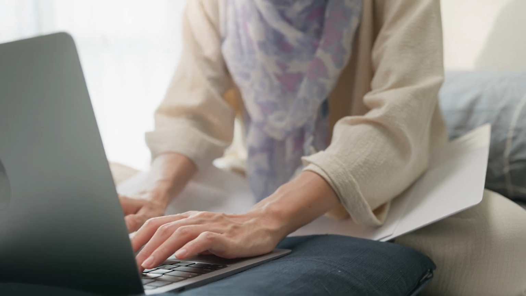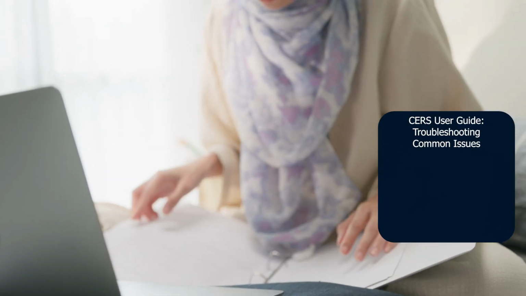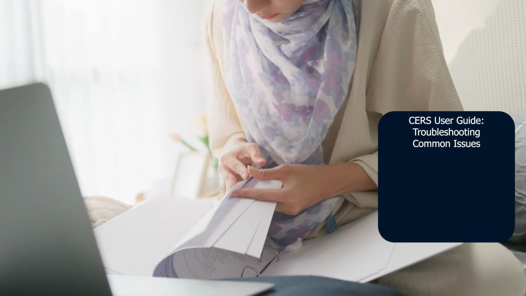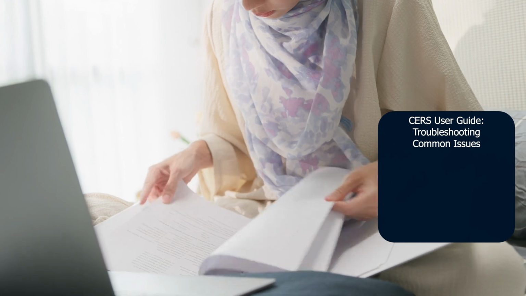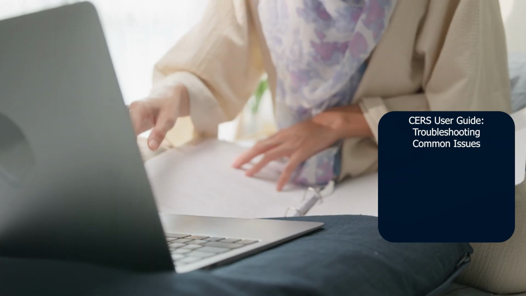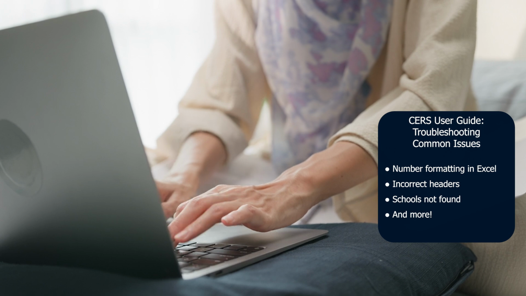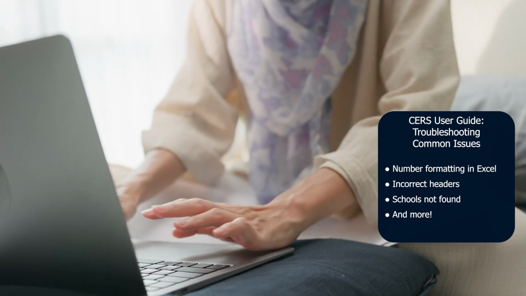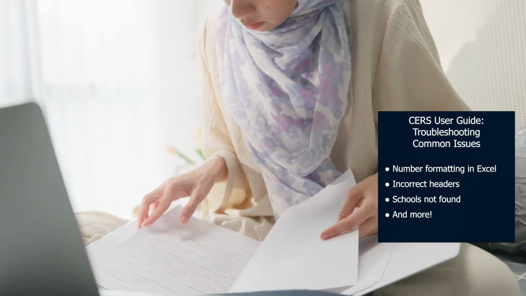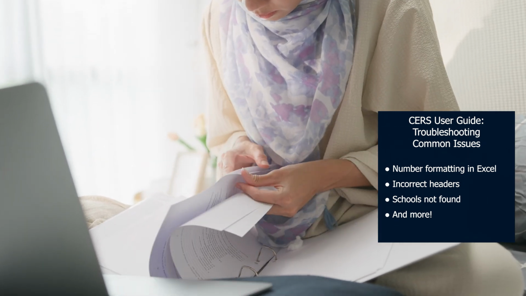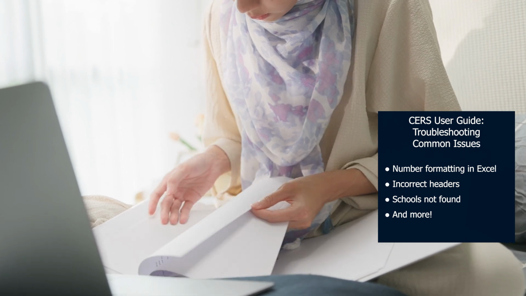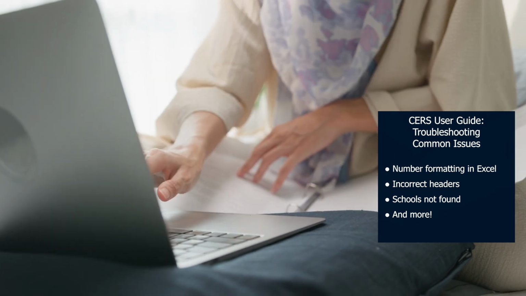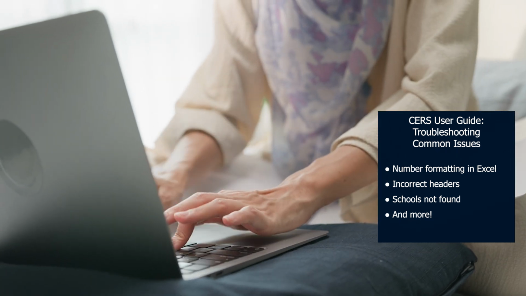There is a great section of the CERS user guide called Troubleshooting Common Issues, which is found in the Administrative Features section of the CERS user guide under Manage Student Groups. This section contains common issues such as number formatting in Excel, incorrect headers, schools not found, and more. The link to this section is in your resource guide and lists common errors and tips to correct them. The rules for the template are also available in CERS.